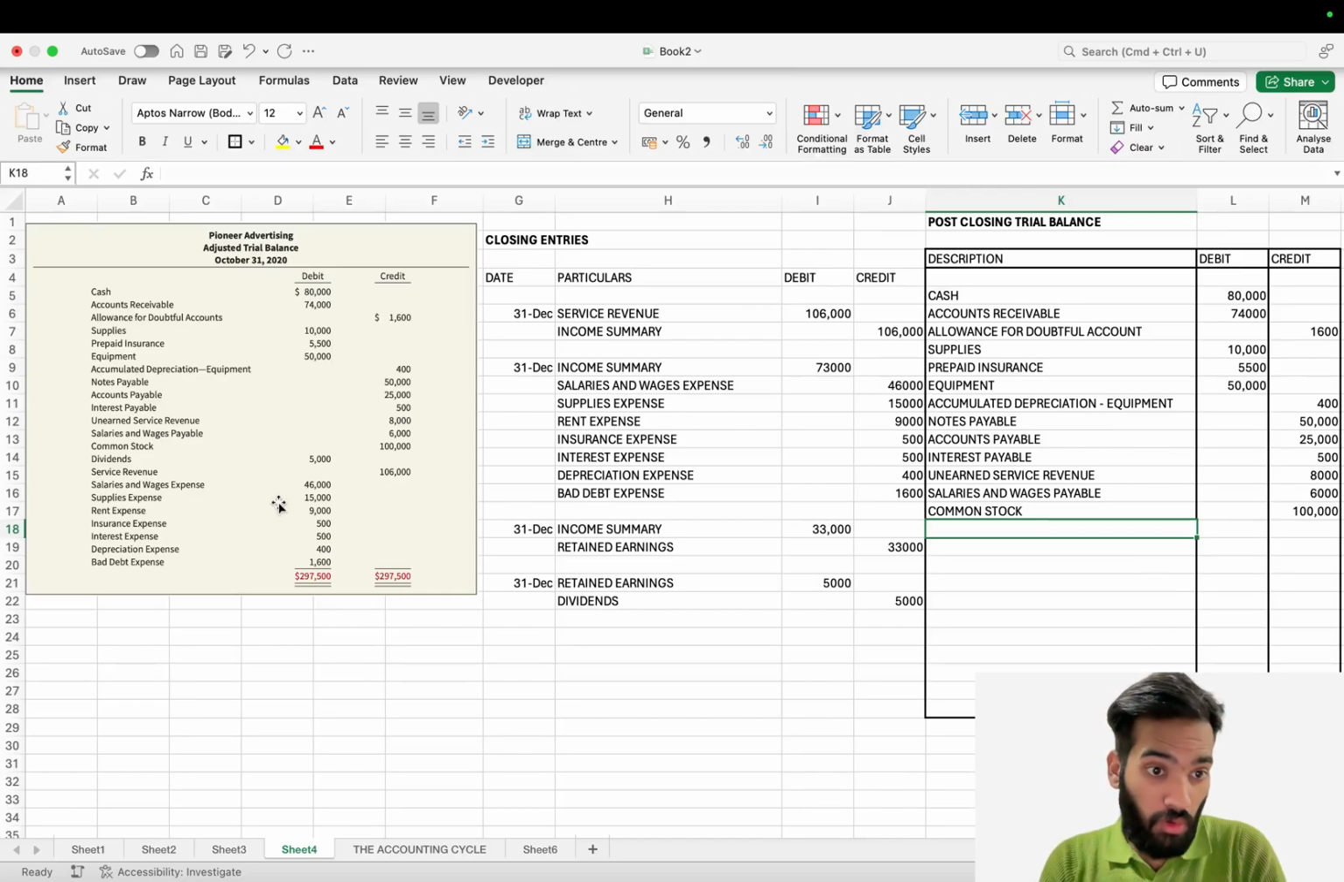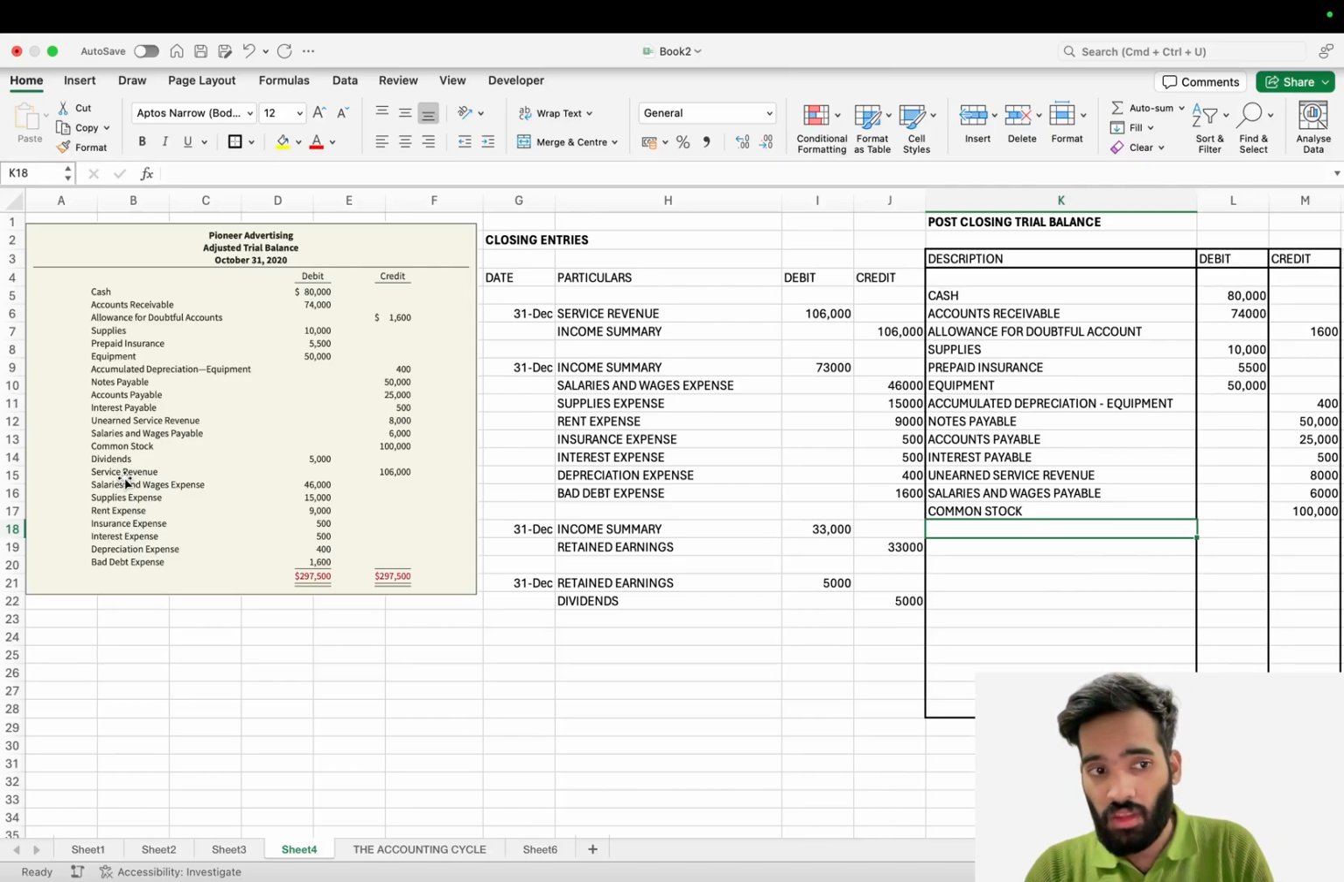Dividends, we already closed that. We just discussed it's a temporary account. Service revenue, we discussed temporary account. All of these expenses we also discussed. These are temporary accounts, so I don't need to mention them. But there's one thing you need to remember. If you notice, we don't have the retained earnings account in this set of data.